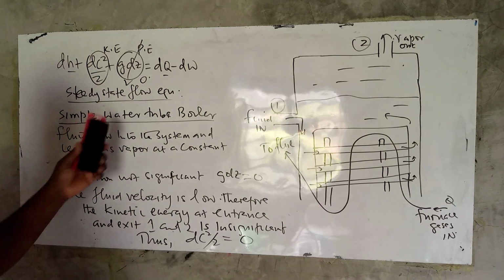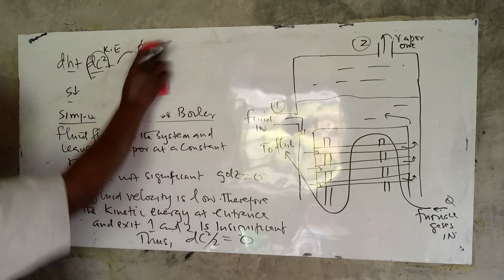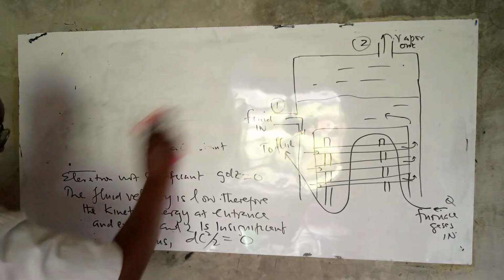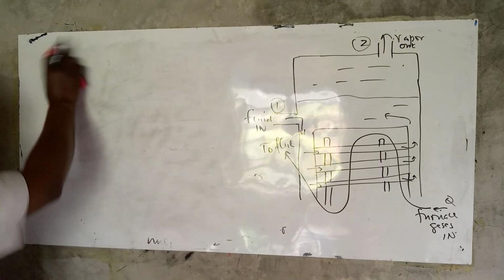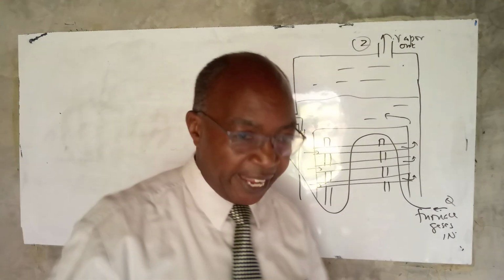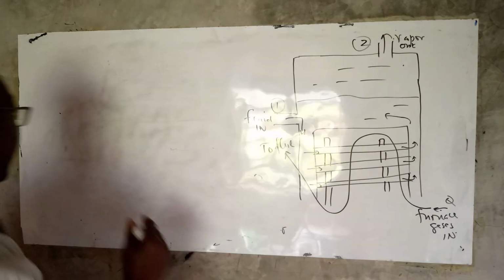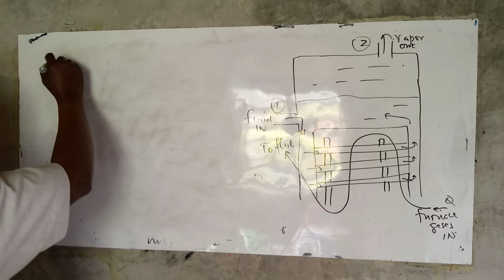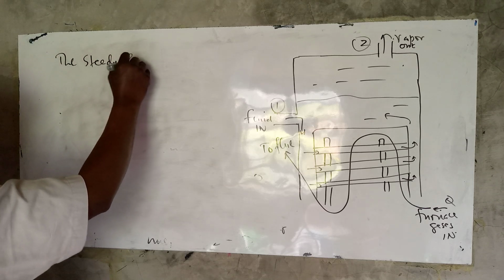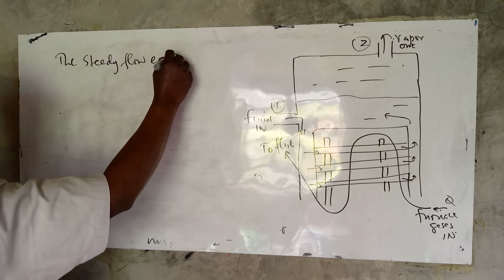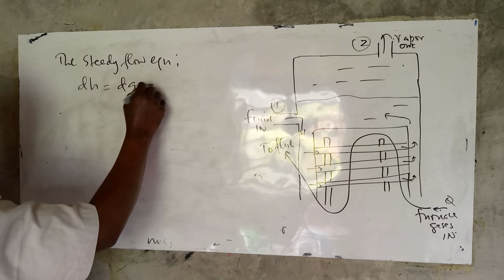So we are left with our main equation. Let's go back to our main equation there. Now that the elevation is not significant, and the kinetic energy is not significant, the steady flow equation is left as dH is equals to dQ minus dW.